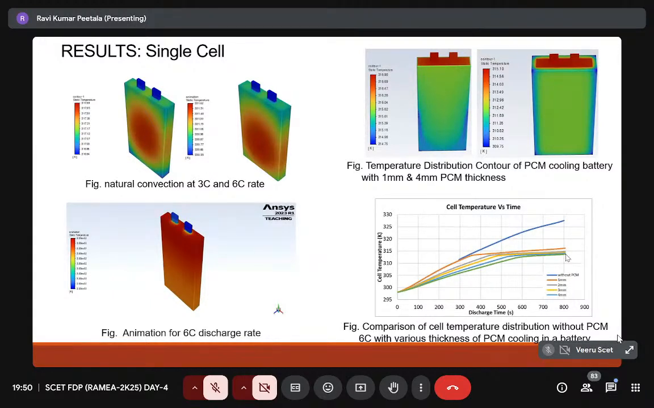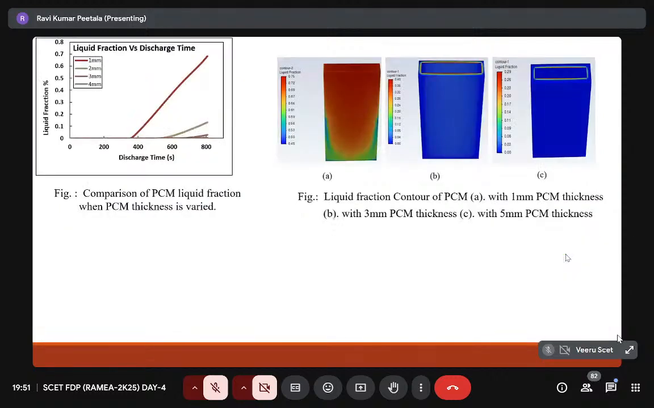So we come to know that when you use the optimum PCM thickness over the surface of the battery, I can keep the temperature within the limits of the operating temperatures. That is what we observed here, and these show the liquid fraction, meaning how the PCM is converting from solid to liquid while absorbing heat, and how the heat is dissipating from the cell to the PCM.